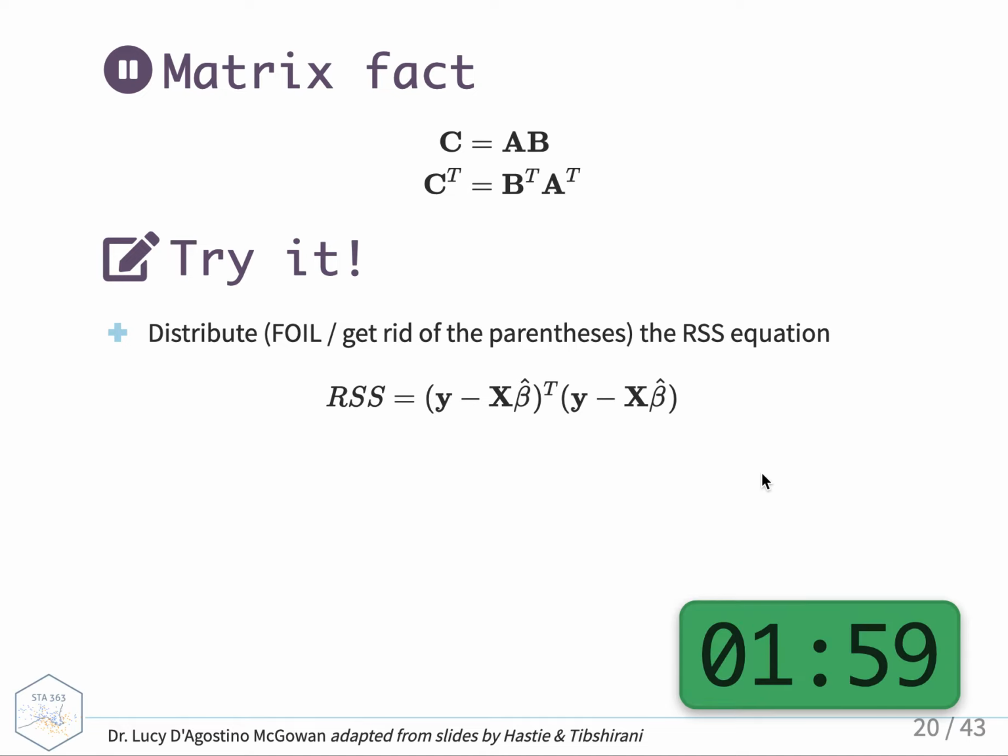So what I want you to do is go ahead and distribute, get rid of the parentheses in this RSS equation.